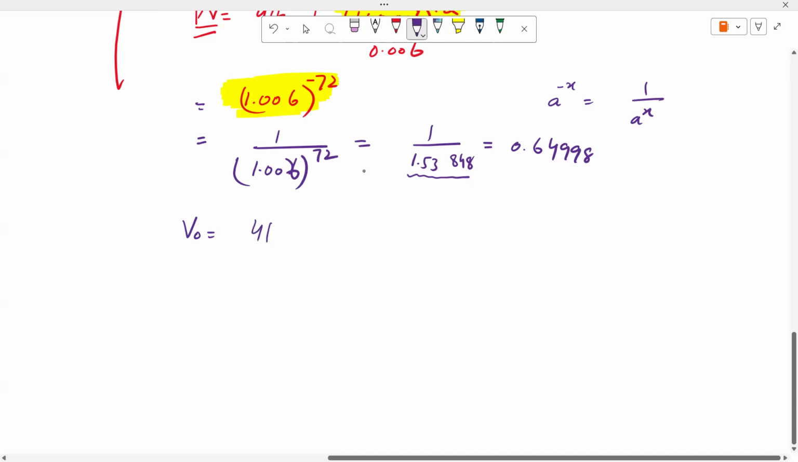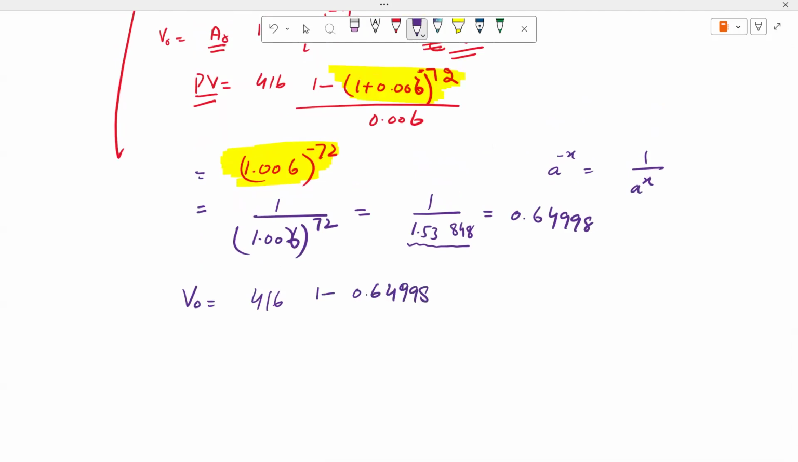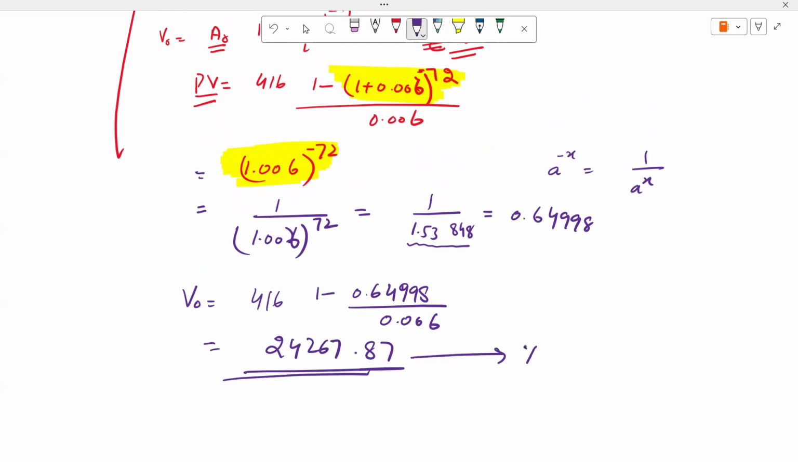Your PV is 416 times 1 minus 0.64998, divided by 0.006. If you do the calculation, you will get 24267.8. So this is the value that you would pay today to get rid of your loan, right? So this is it. I hope this makes sense.